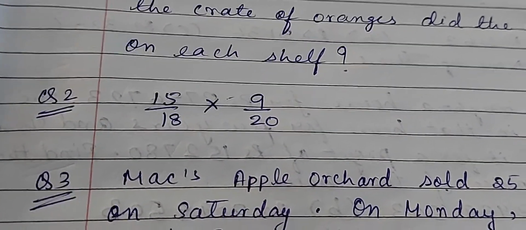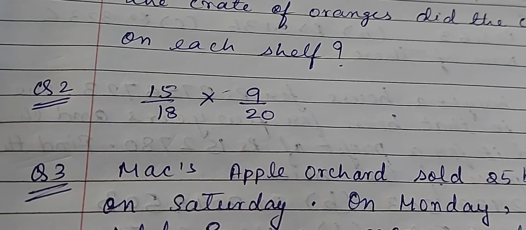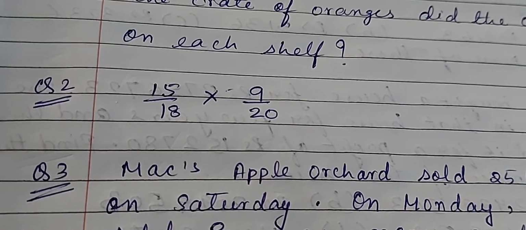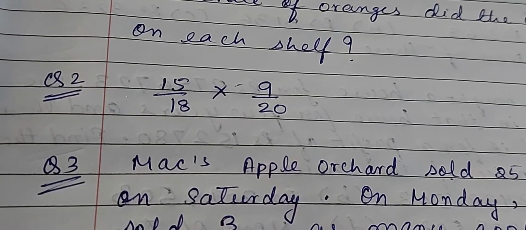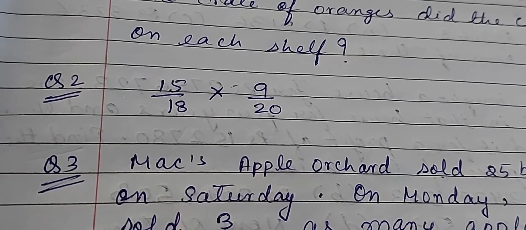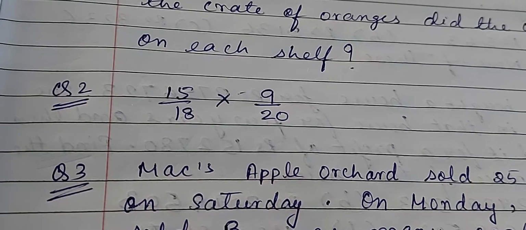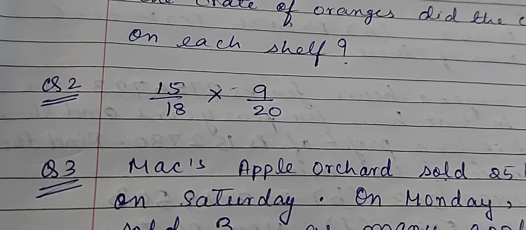15 by 18 into 9 by 20. So here you have to cancel out the common factors between the numerators and denominators of the fractions, and you can find the solution.